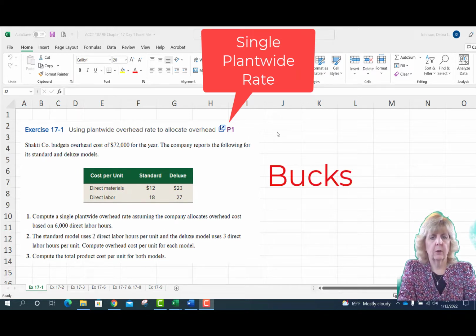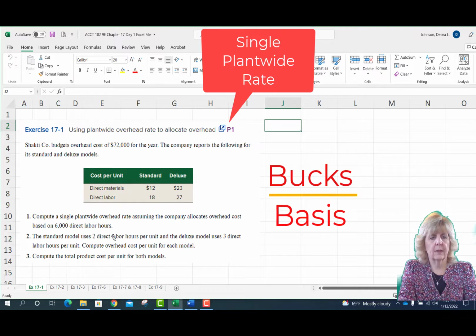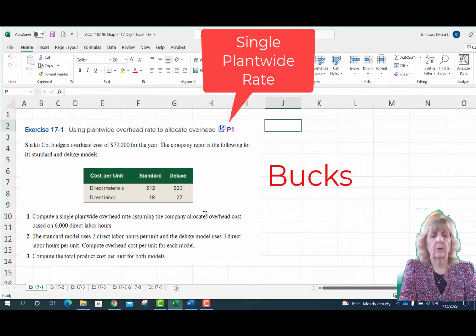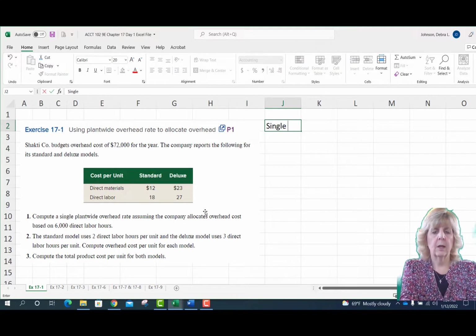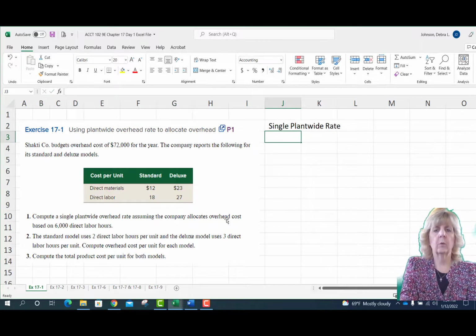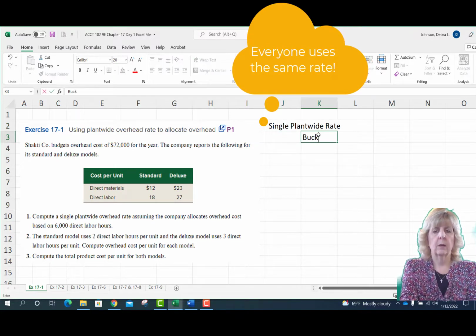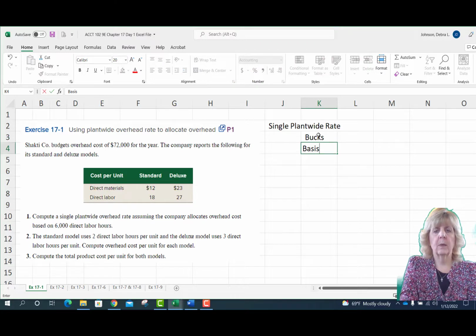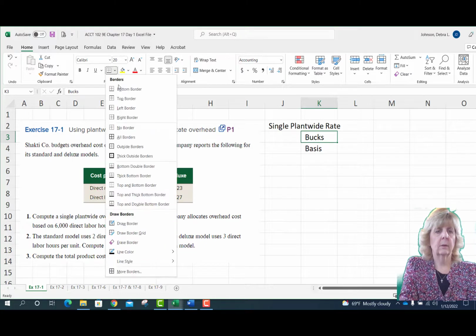So we'll start off by looking at the first requirement, I should say, that says to compute a single plant-wide rate assuming the company allocates overhead costs based on 6,000 direct labor hours. So this calls for a single plant-wide rate. So I want you to get in the habit of writing single, because that will remind you that it is one rate shoved down the company's throat. And so we're going to go back to our bucks over our basis calculation, and the bucks is given to us. Let me put a line under here.